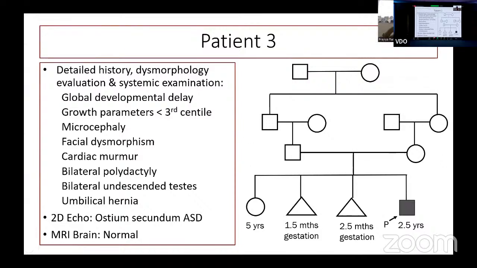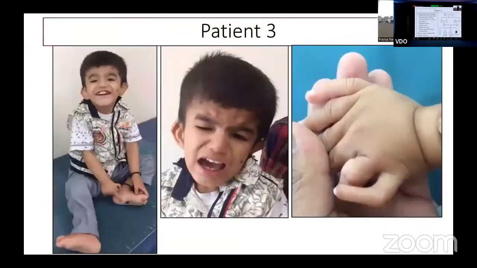Then we did a detailed clinical evaluation in the form of developmental evaluation, dysmorphology evaluation, systemic examination, and so on. We found that the child also had global developmental delay. All the growth parameters were below the 3rd centile. There was microcephaly as well, facial dysmorphism. There was a cardiac murmur, bilateral polydactyly in both hands, bilateral undescended testes, and even an umbilical hernia. 2D echo revealed ostium secundum ASD, and MRI brain was normal.